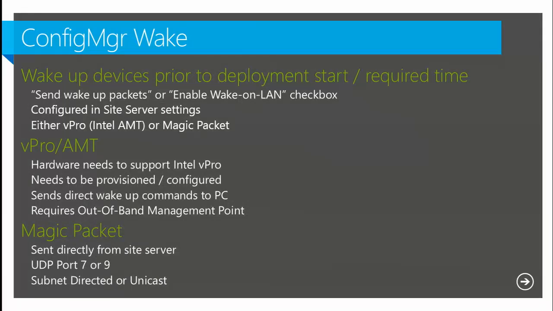So the other option is Magic Packet. It'll send a Magic Packet directly from the site server. We're going to talk about Magic Packet in the next slide. It uses UDP port 7 or 9, a port that's configured for Magic Packet. You could also use custom ports, but 7 or 9 are the most common ones. And with Config Manager, you can use a subnet directed or a unicast way of delivering a Magic Packet to a device.